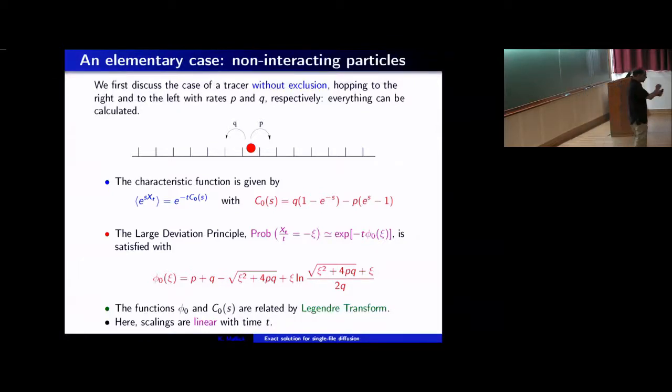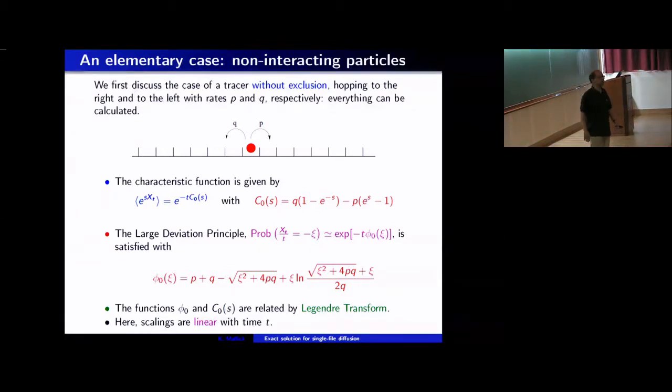I'll go fast on this. If you had non-excluding particles, random walks without interaction, it's an exercise in probability theory. Again, not so easy if you're not familiar with it, but still you can do it. So a single particle making an asymmetric random walk on the lattice, you can compute everything, and in particular, you can compute the large deviation function. Here, the scaling is not in square root of t, but t. Okay? And even in this case, you see the large deviation function is not so cute. I mean, it contains square roots and so on, but it's a simple exercise that you can give to your students.